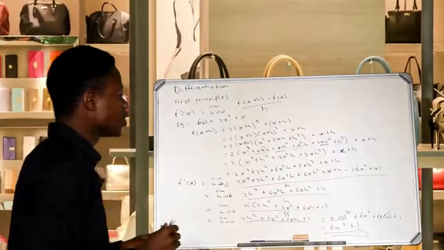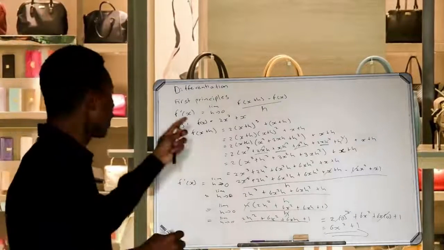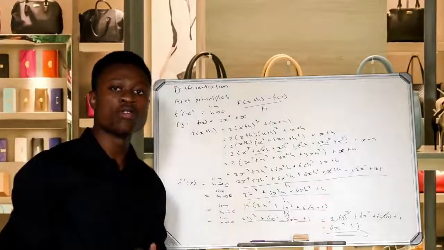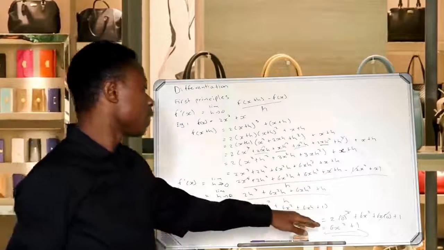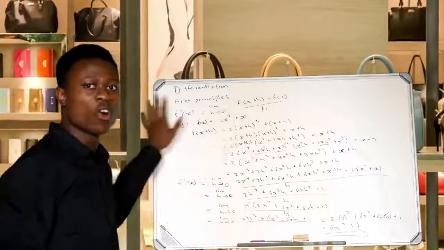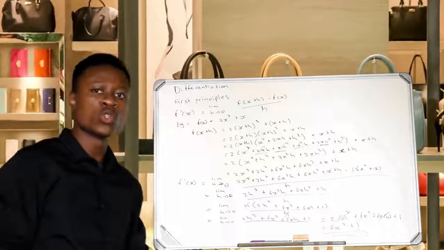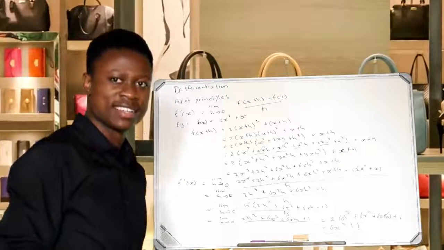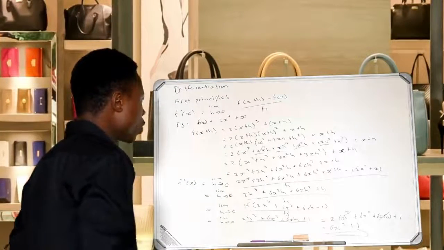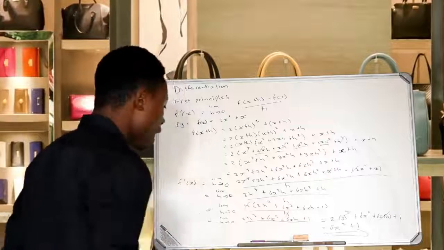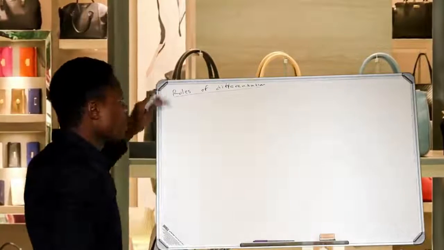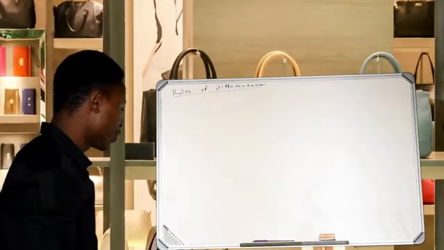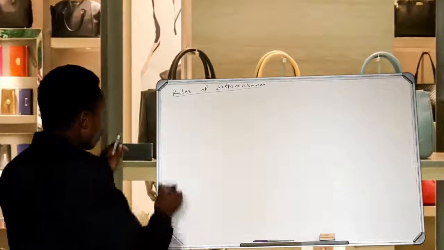In the next section, which is using the differentiation rules, you will see that you can test your first principles answer using those rules to see whether this 6x squared plus 1 is correct. So let's go to the next step. Let's go to the rules of differentiation. Anyway, so what's the first rule?